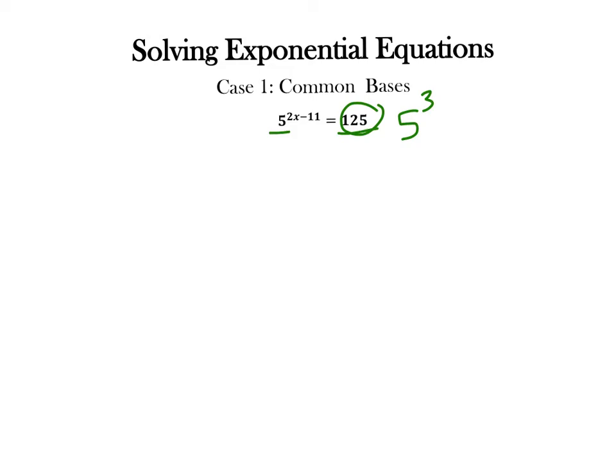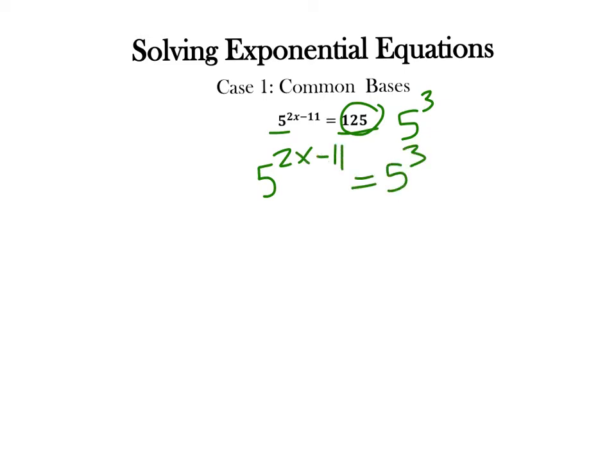So my first goal when I see exponential problems that have different bases is, can I convert one of them to make it look like the other one? Can I make them common when they don't look common? And in this scenario, we can. So we have 5 to the 2x minus 11 equals 5 to the third.